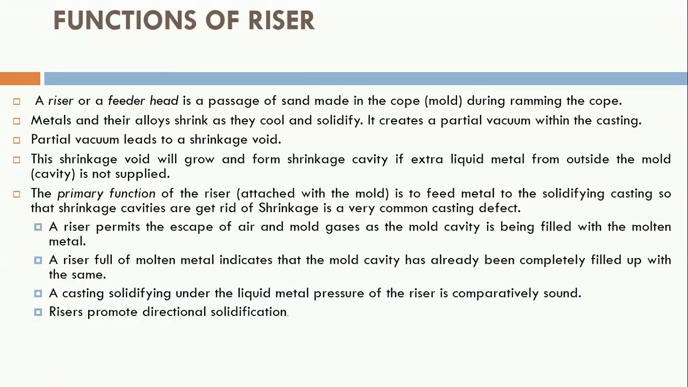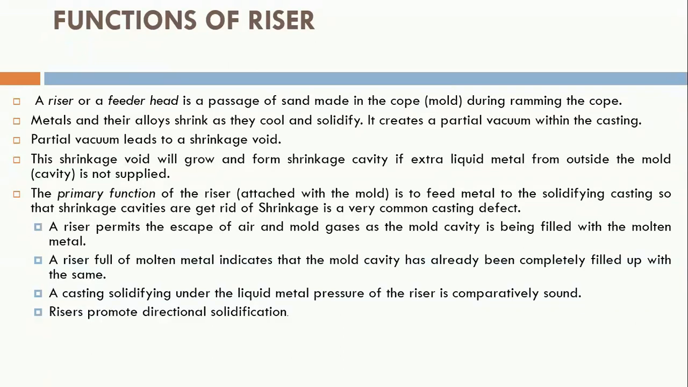two reasons we are providing allowance on the surface of pattern. Which are these two reasons? First reason is metallurgical reason and second one is a mechanical reason. Metallurgical reason means whatever metals and alloys present in the universe, they are going to contract at the time of solidification, and to compensate that contraction of the metals during its solidification we have to provide the allowance.